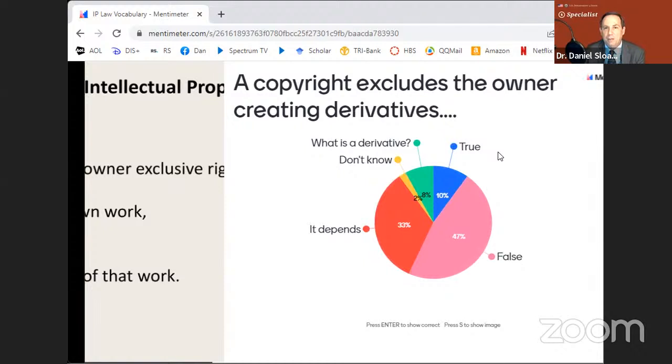Okay. So copyright excludes the owner from creating derivatives. That's false. You are allowed to license your product. You are allowed to use it in other ways that are extended beyond the product itself, in maybe a written contract.